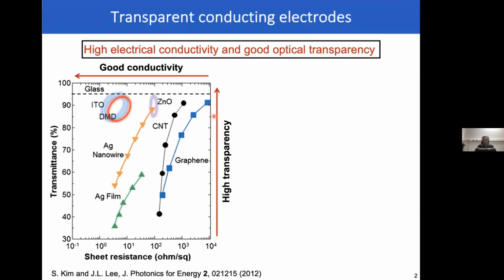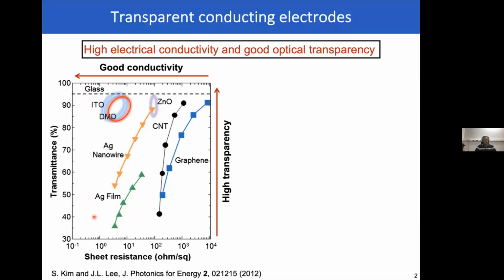Now, if you see this particular plot, I ideally want to be in the top left corner. I want as low a sheet resistance as possible and as high a transmittance. Just to give you a frame of reference, glass has a transparency of around 95%. So the closer you are to glass, obviously the better it is.